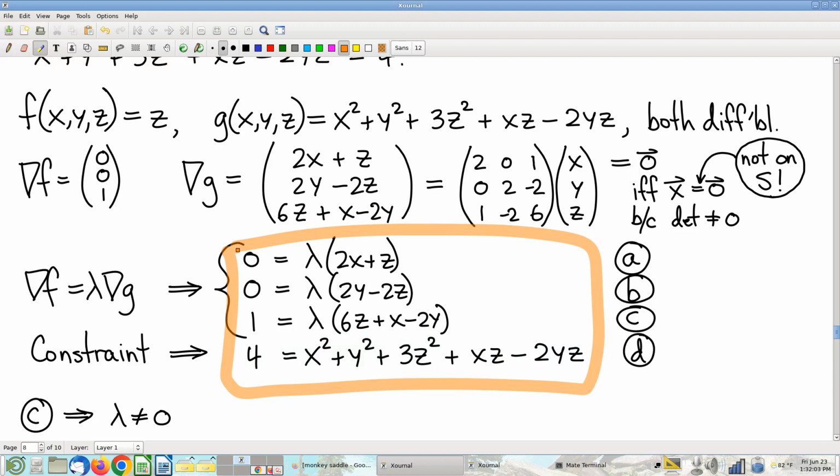And now begins the less mechanical part of the story. How you solve a system of 4 nonlinear, highly nonlinear set of equations with 4 unknowns. And in general, this is a really hard problem.